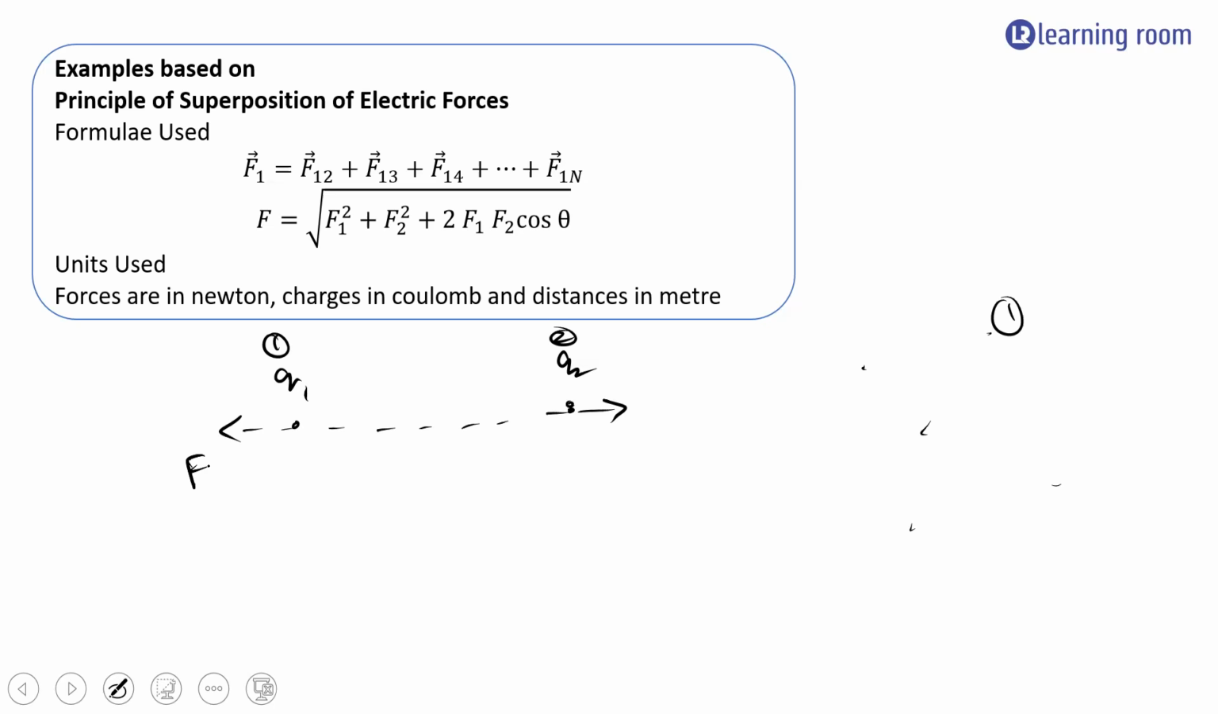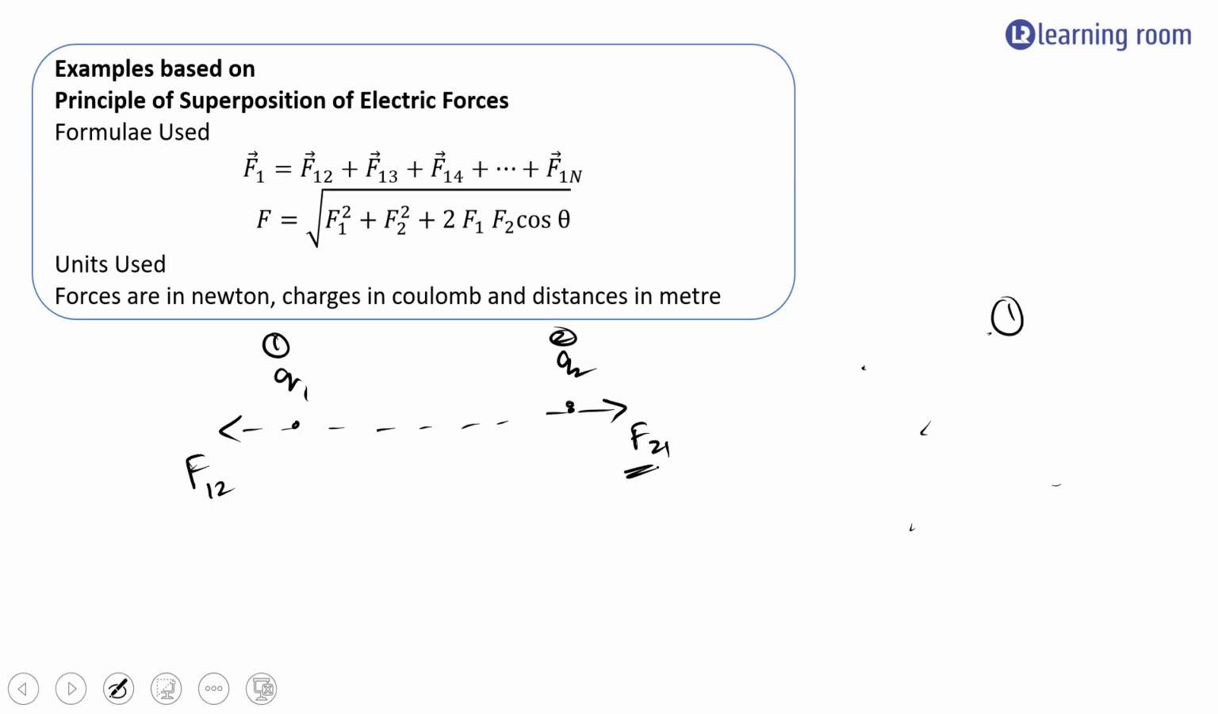F12 or F21? Correct, 12. So what is the meaning of it? Force acting on 1 due to 2. Force experienced by the first charge due to the second charge. So here it is going to be F21.